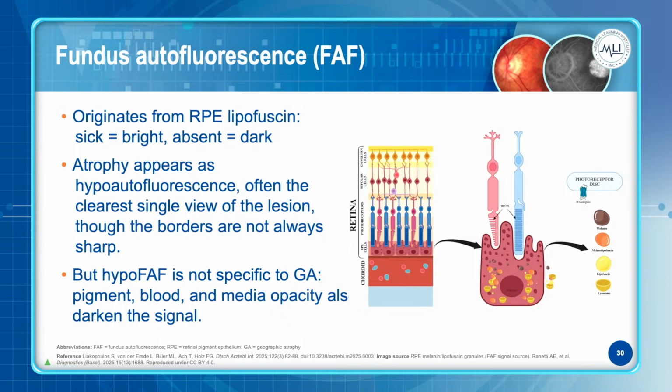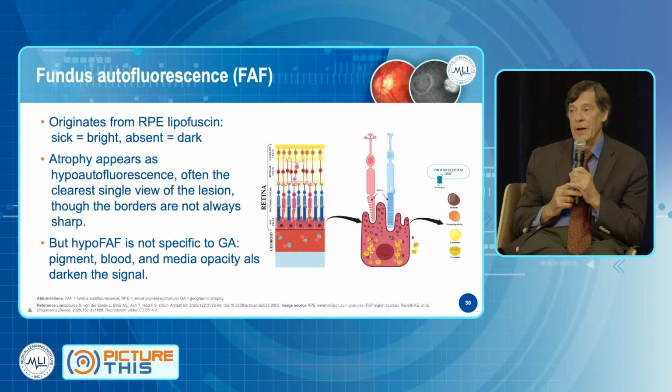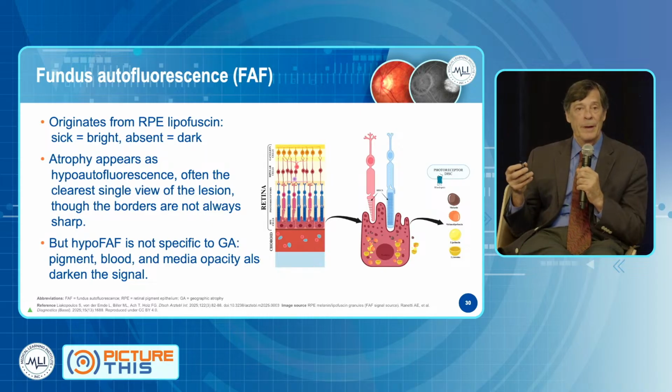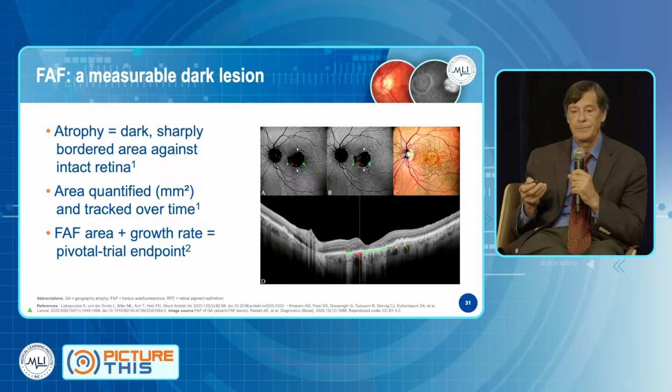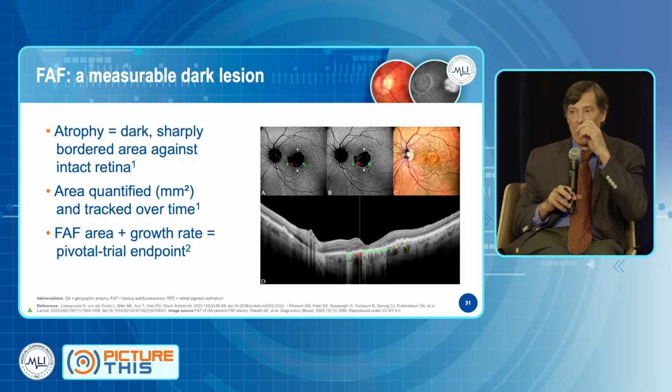Now, it's also important to recognize that just because you see hypoautofluorescence doesn't mean that's necessarily geographic atrophy. If you have pigment in the retina, if you have blood, if you have a media opacity like a cataract, that can cause a dark spot on the retina, so you have to be able to differentiate it. And this just shows the hypoautofluorescence, that black spot in the center, and you see it against the normal background autofluorescence. And we can quantify that over time.